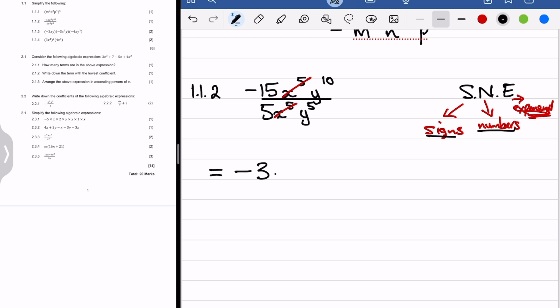And then of course for the y's, we've got the power y, so we keep the base and we subtract the exponents. 10 minus 5 will then give us 5 in our answer. So that's negative 3y to the power of 5.